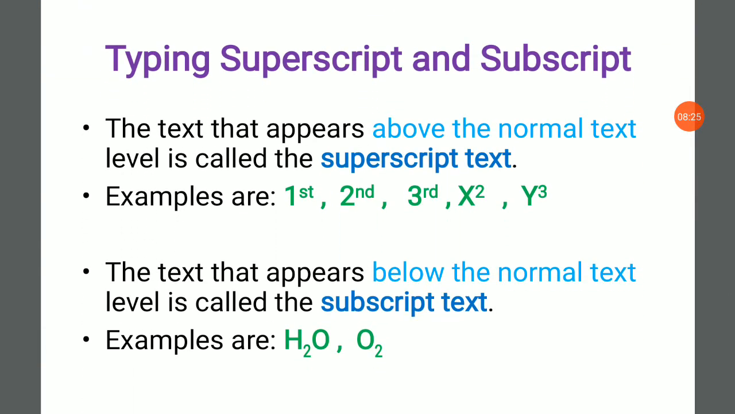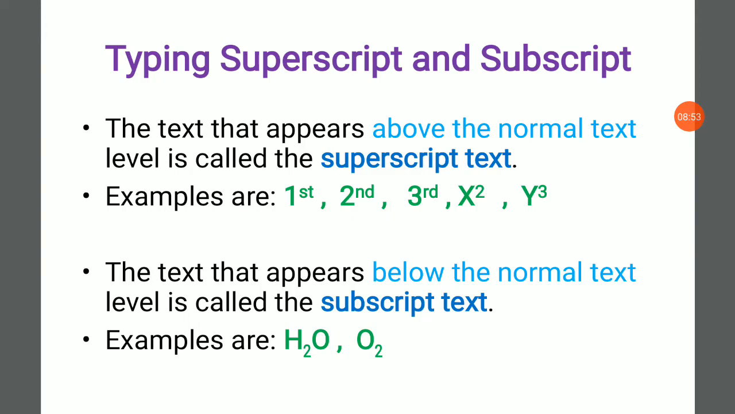Typing superscript and subscript. The text that appears above the normal text level is called superscript. Once again, the text that appears above the normal text level is called superscript. Examples are 1st, 2nd, 3rd, x square, y cube.